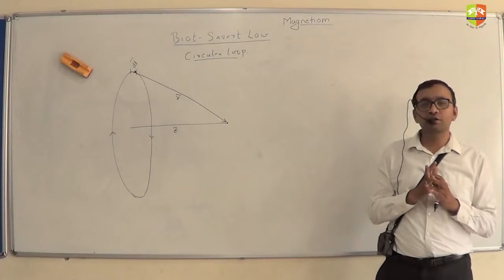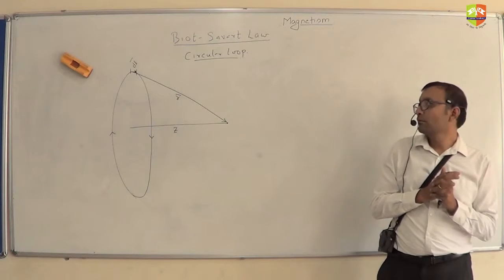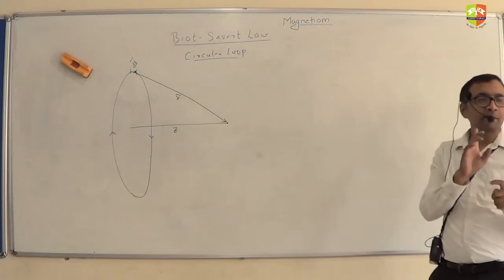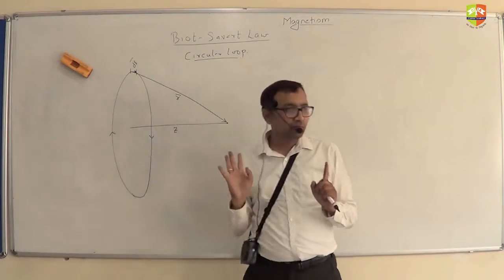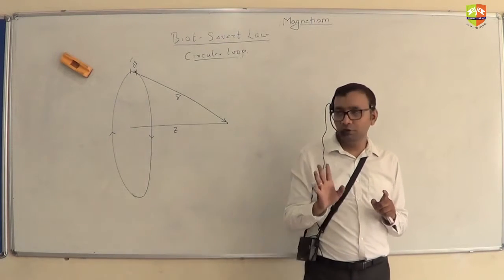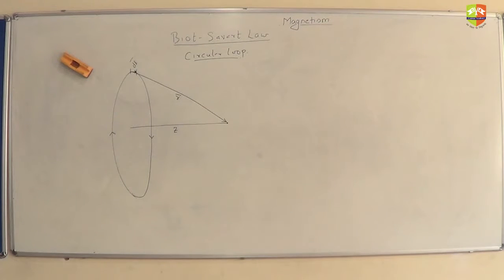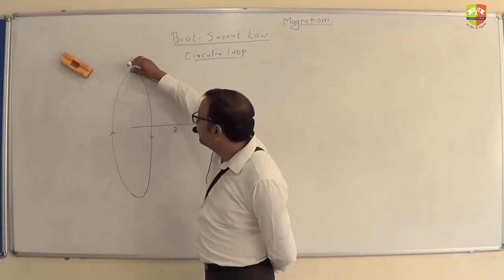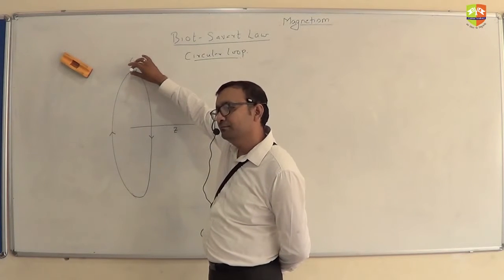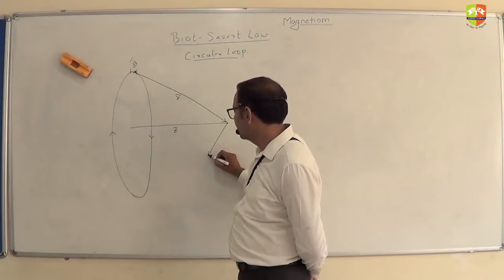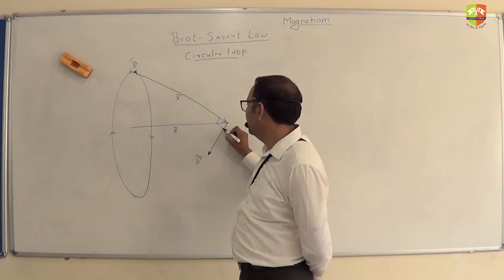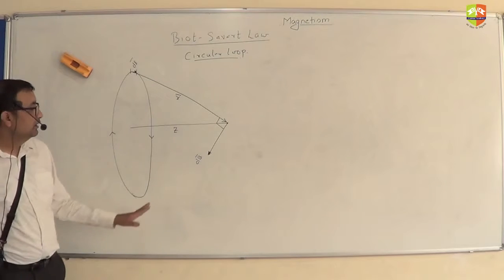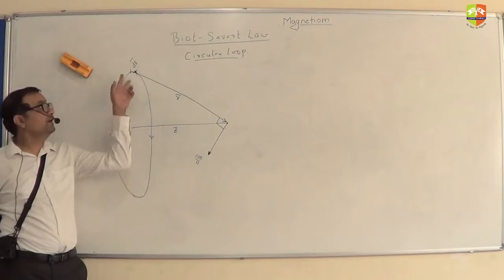Where are the directions of dl and dl cross r? dl cross r is going this way. And dl cross r will be perpendicular to dl, and also perpendicular to r, both. See, this dl is going into the board, so whatever is in the plane is perpendicular to this line. This should be 90 degrees. dl cross r, please make it double. This is the dB, the direction for that dl.